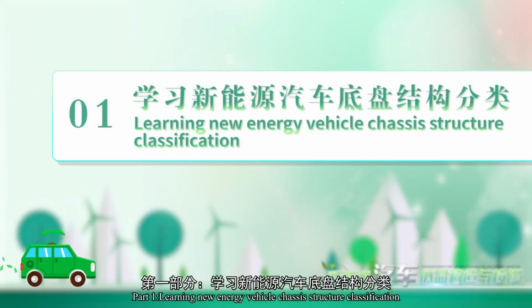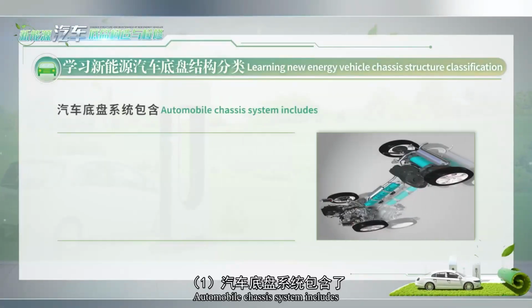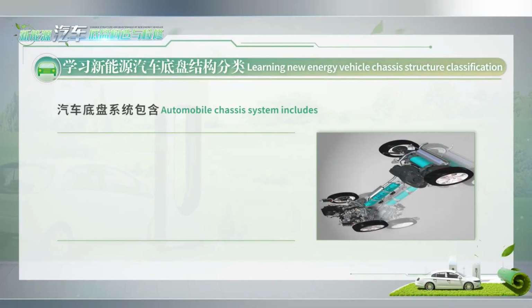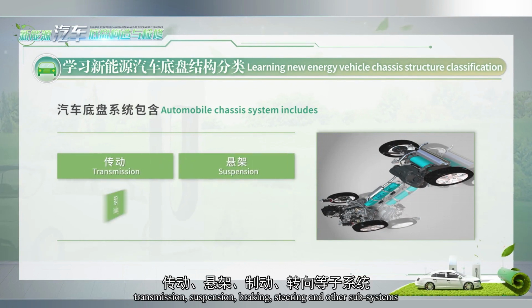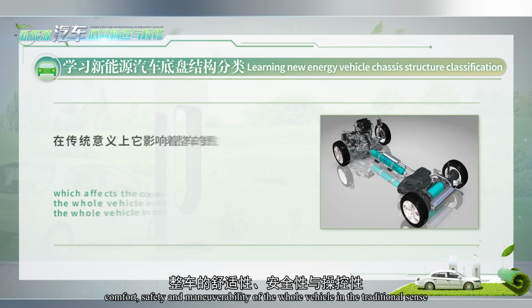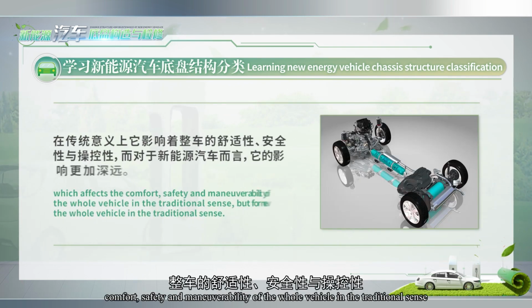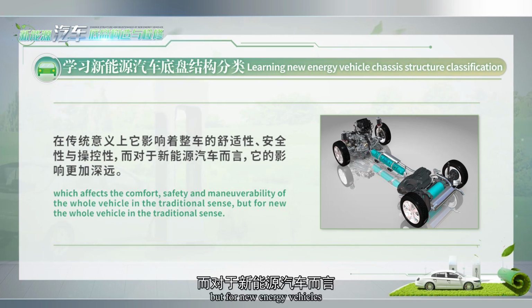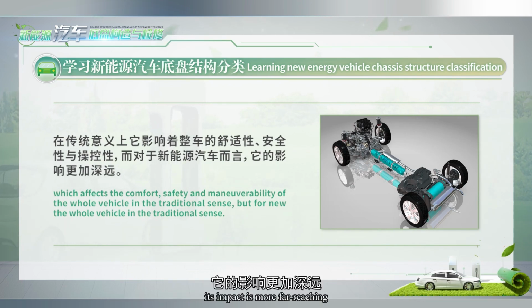Part 1. Learning new energy vehicle chassis structure, classification. Automobile chassis system includes transmission, suspension, braking, steering, and other subsystems, which affects the comfort, safety, and maneuverability of the whole vehicle in the traditional sense. But for new energy vehicles, its impact is more far-reaching.